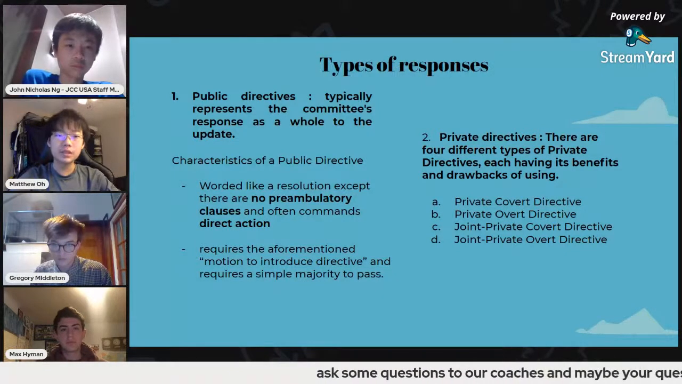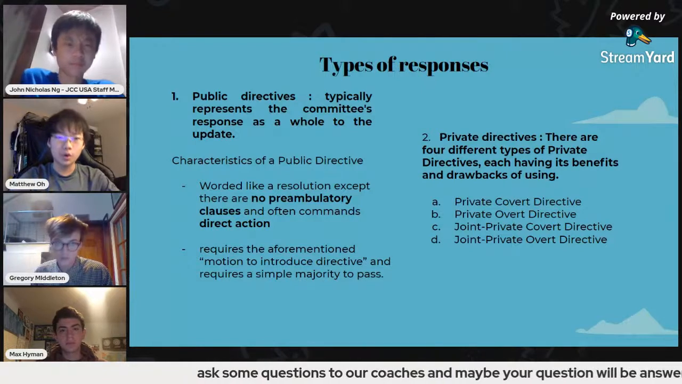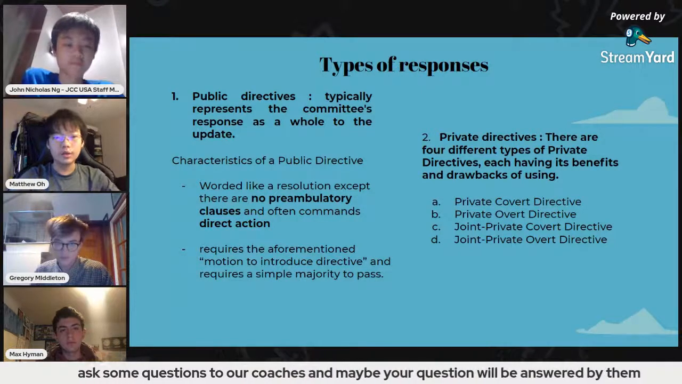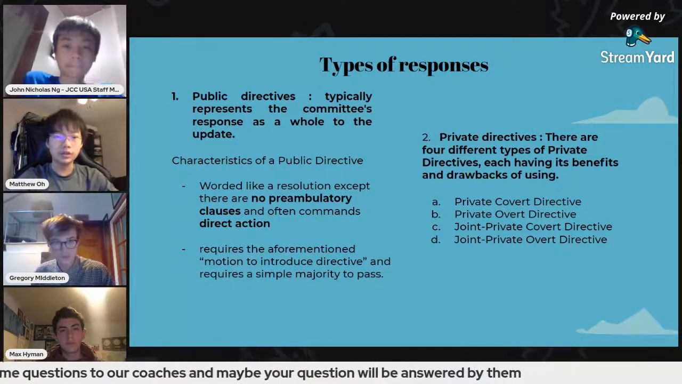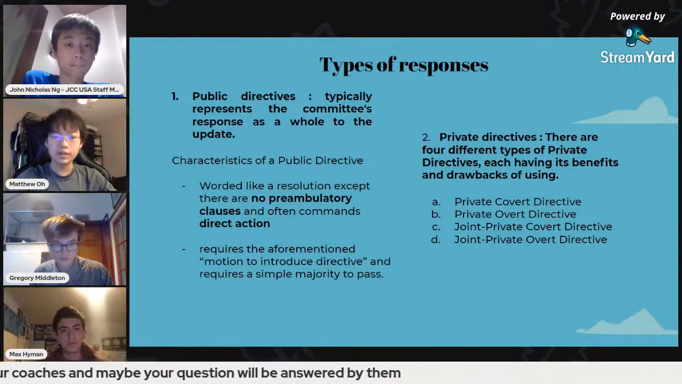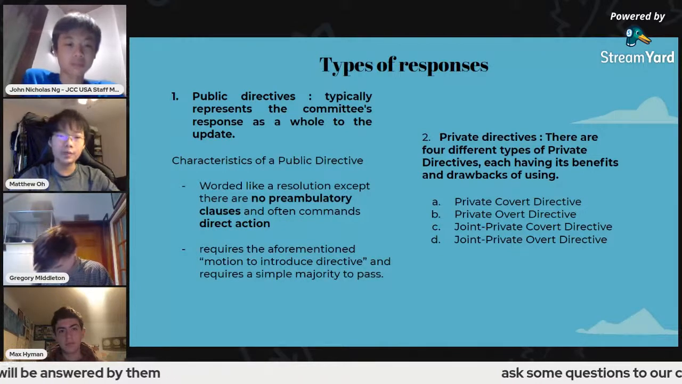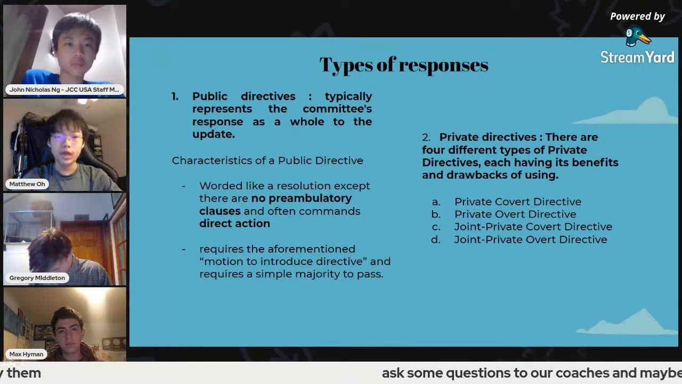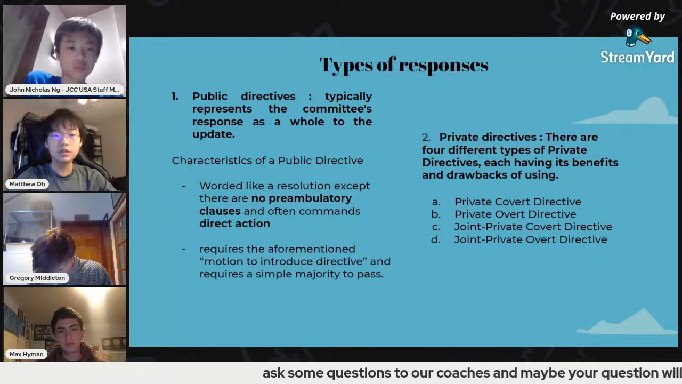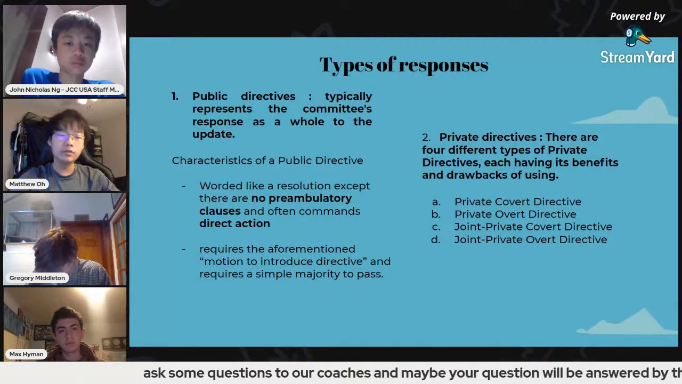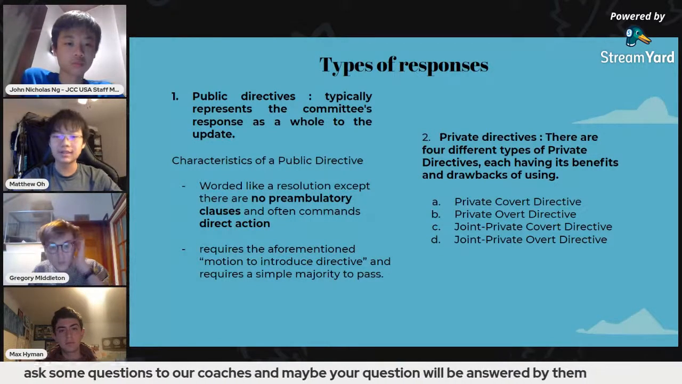Public directives typically represent the committee's response as a whole to the update. The characteristics of a public directive include that they are worded like a resolution, except there are no preambulatory clauses, and they often command direct action. They also require the aforementioned motion to introduce directive and require a simple majority to pass.